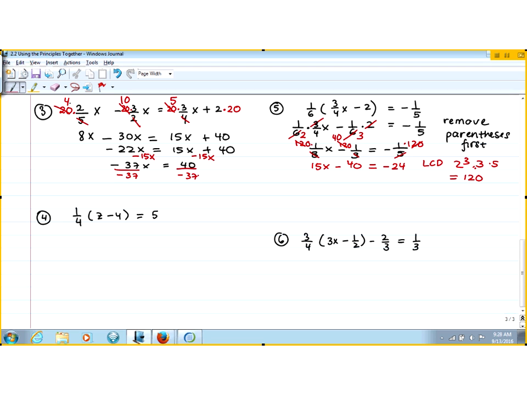Because you need to isolate the x. So x is equal to negative 40 over 37. Okay. Box it, you're done. Or you can write the solution is negative 40 over 37.